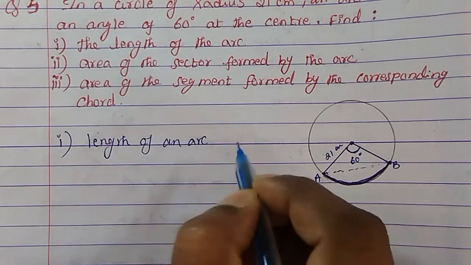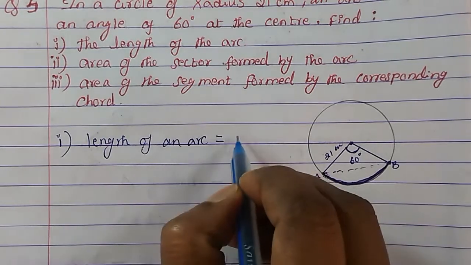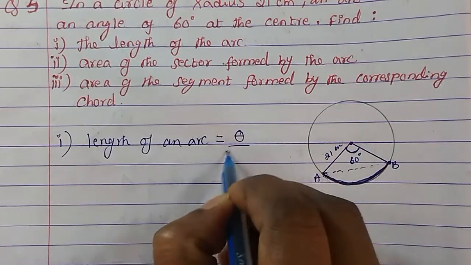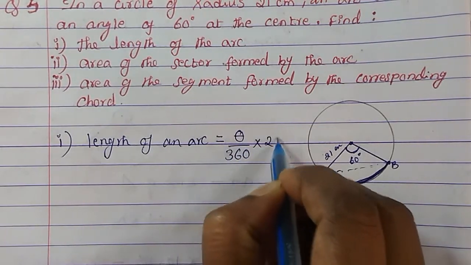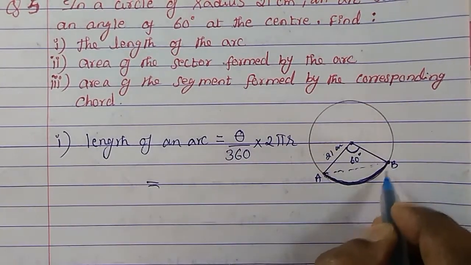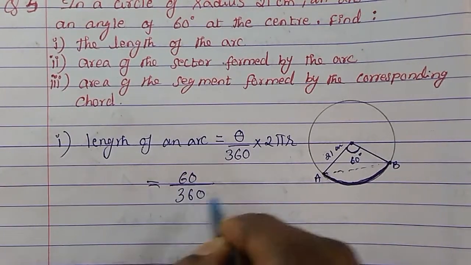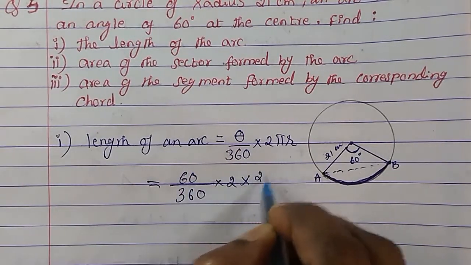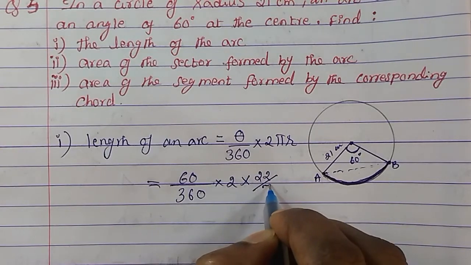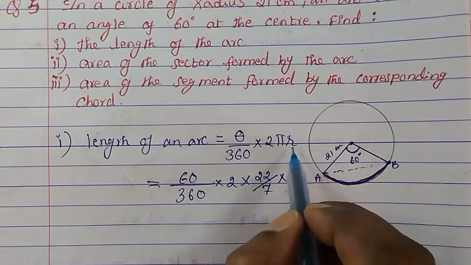Length of an arc here. The formula is, already I have explained to you length of the arc in the introduction part. That is theta upon 360 into 2 pi r. So theta we know, this is the length of the arc, means angle formed here is 60. So theta is 60. Then for pi you can put the value 22 upon 7. And radius is given to us, 21.